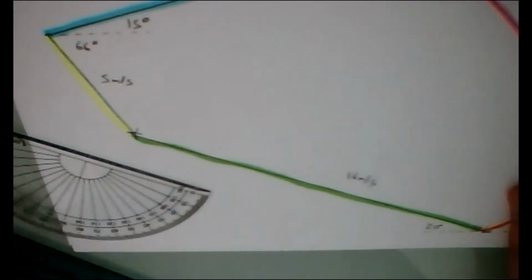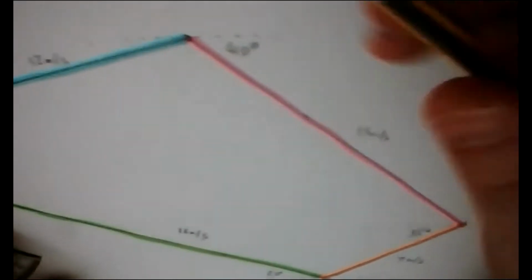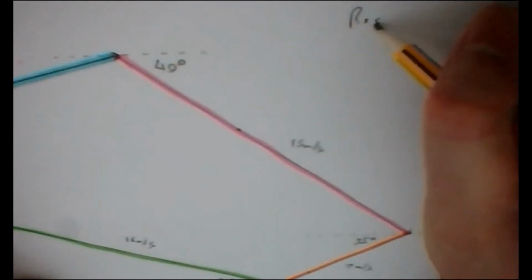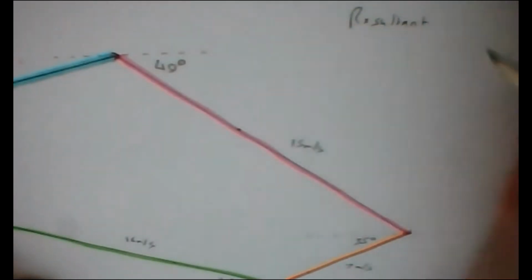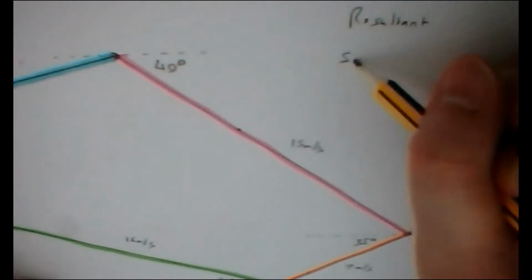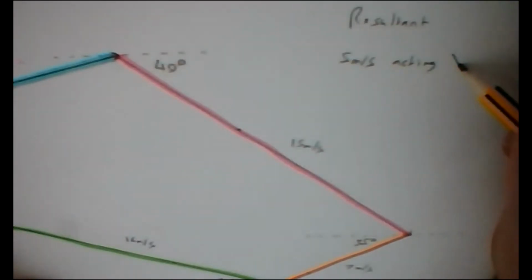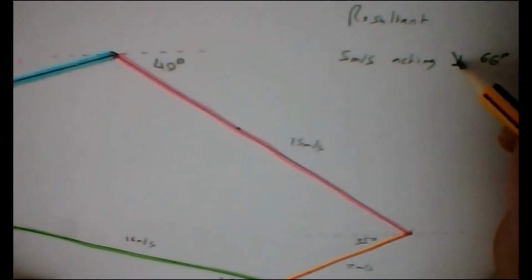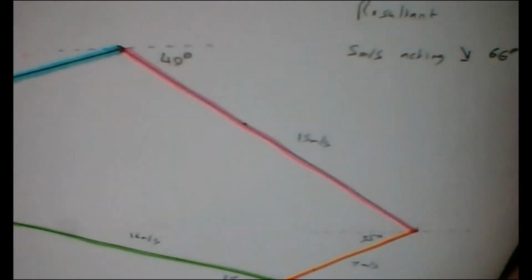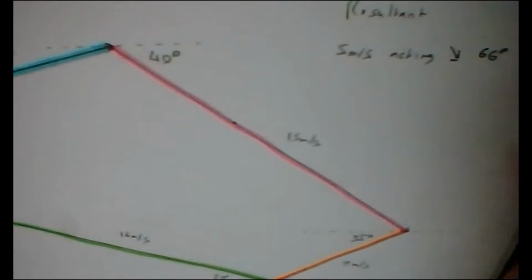So the answer you'd give in a question like this is that the resultant is 5 meters per second acting down and to the right, an angle of 66 degrees. So that's one way you could write it. The 66 degrees down and to the right. You want to make sure you're telling me which 66 degrees is not up and to the right or down from the horizontal into the right. That's what you can say as your answer.